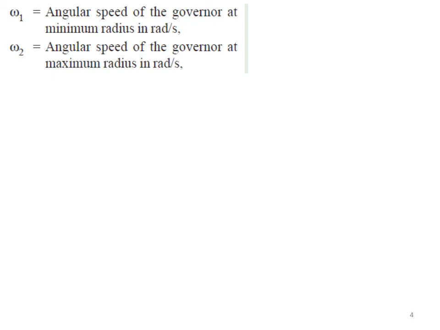So what is omega 1? Omega 1 is the angular speed of the governor at minimum radius in radians per second. So in general, omega 1 is the angular speed of the governor at its minimum position. Omega 2 is the angular speed of the governor at its maximum position. So omega 1, omega 2 are in terms of radians per second.